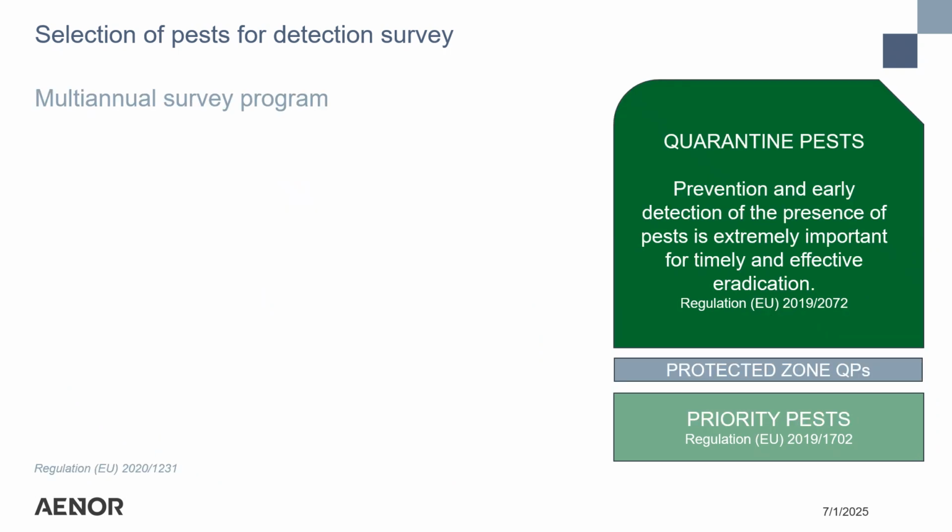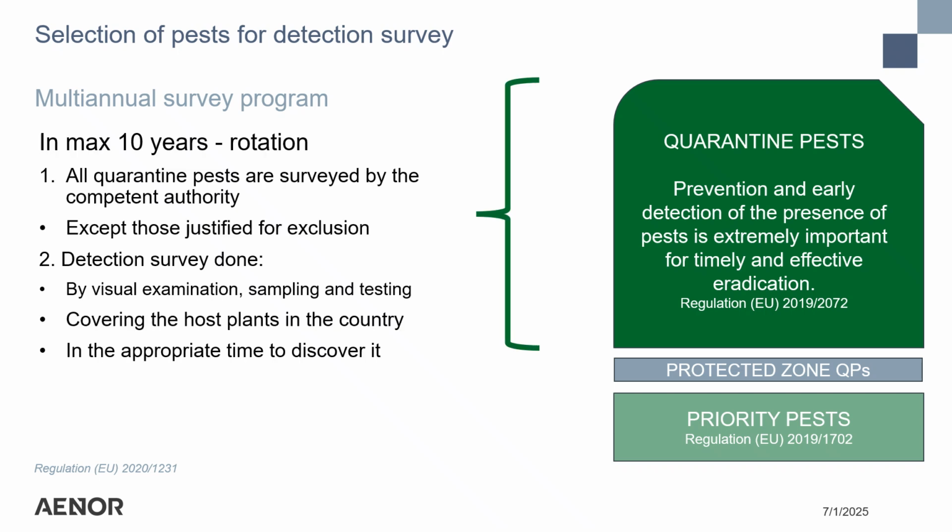To actively monitor plants for presence of thousands of quarantine species, we will need to have a crop-based approach and prepare a multi-annual survey program. The EU Plant Health Law allows making up to 10-year programs in which the pest species rotate based on risk. Quarantine pests need to be surveyed by the competent authority, except those justified for exclusion.